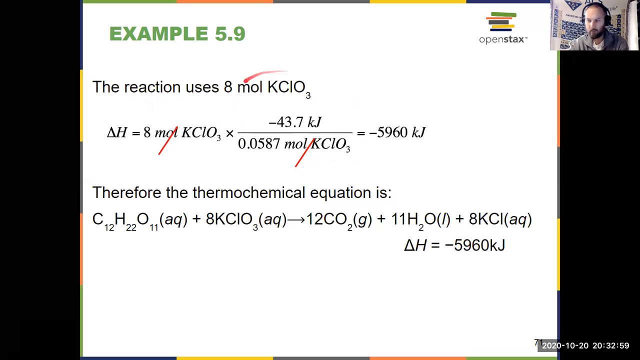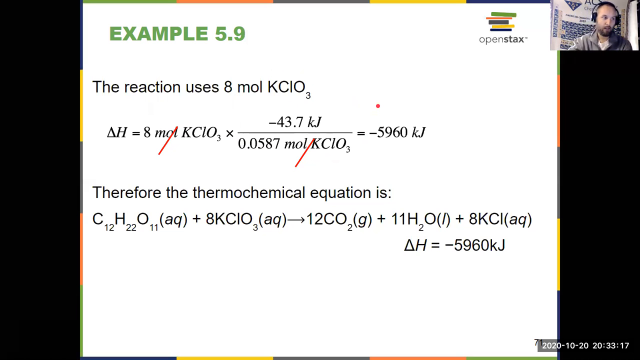This is the new thing from chapter 5. Everything before was from chapter 4. That tells me for the reaction as it's written, it produces 5,960 kilojoules of heat. Okay, negative means it's exothermic.